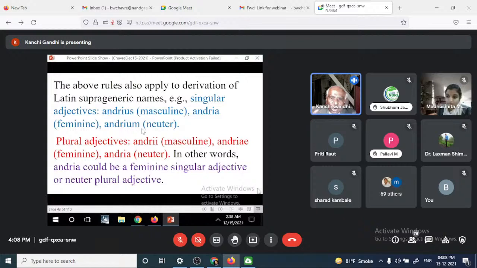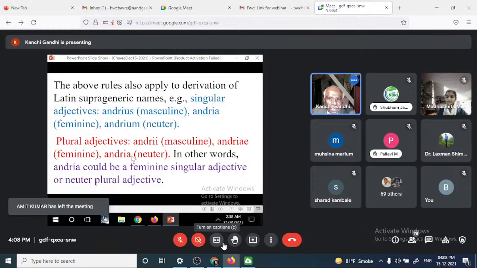If you look, please look at the handout that you have. How are you going to make Andreas into plural form? You remove the US and add I, Andri. It becomes masculine plural. Then how are you going to make Andra plural? You remove A and add AE, Andrae. And how are you going to make Andrum neuter plural? Remove UM and add A, Andra. So this Andra, which is plural neuter, may look like Andra feminine singular. But based on the construction of the sentence, you will understand whether one is a neuter plural or one is a feminine singular.